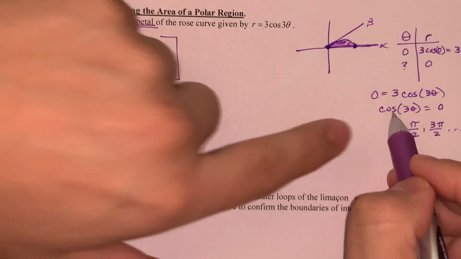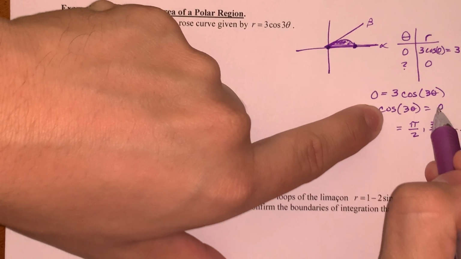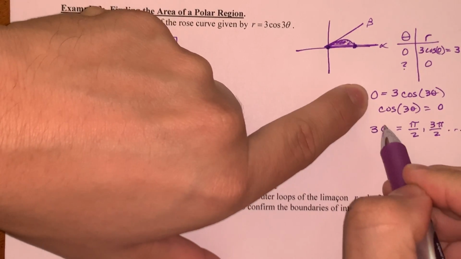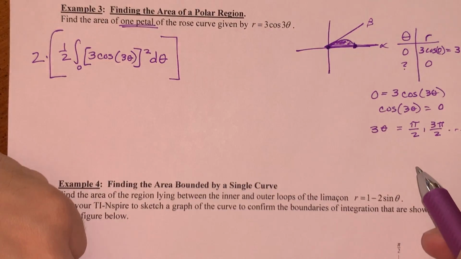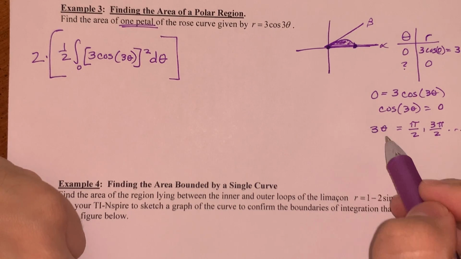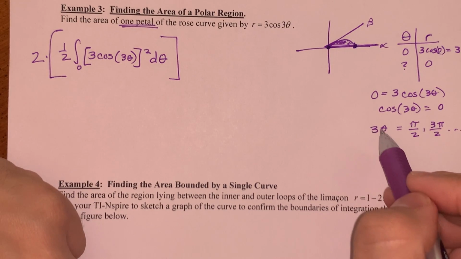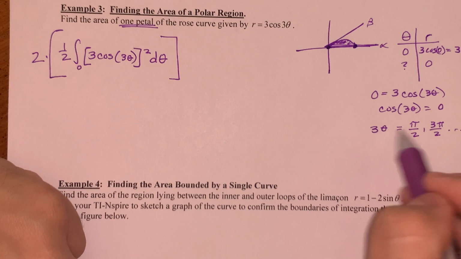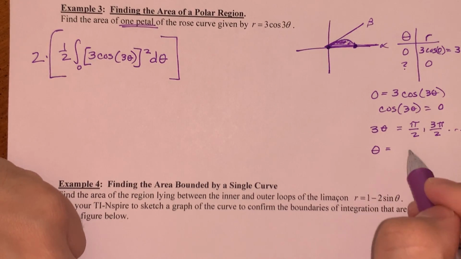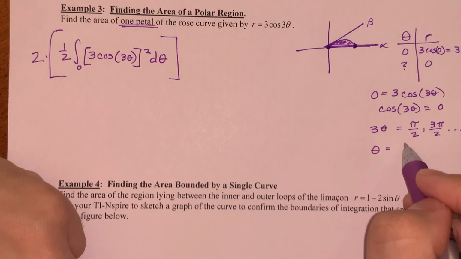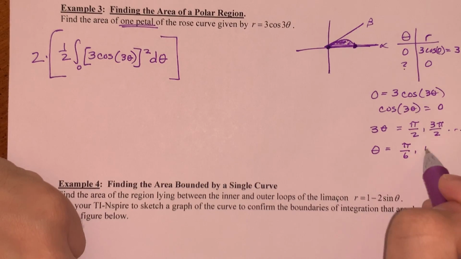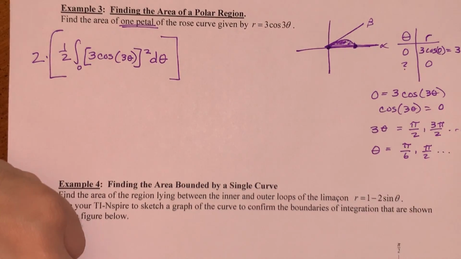But remember, it's the cosine of some angle that gives us 0, and this angle is actually 3 theta. So we need to figure out what theta is going to cause that, so we can divide everything by 3. So we know that theta is actually equal to pi over 6, pi over 2, and so on and so forth.